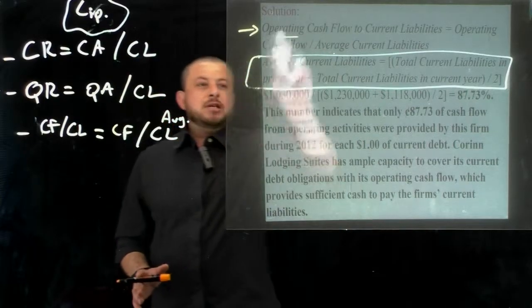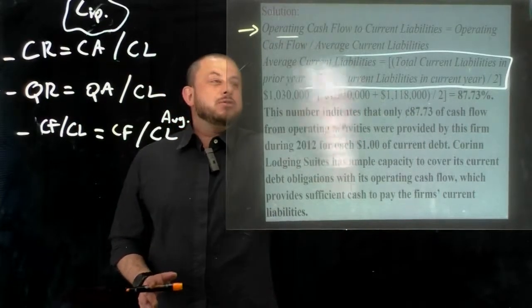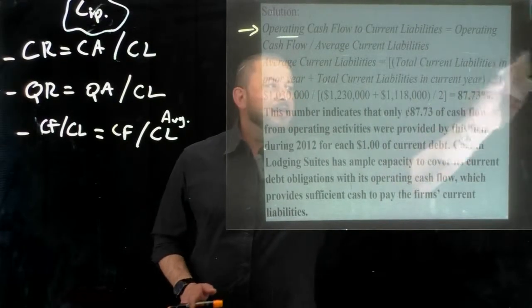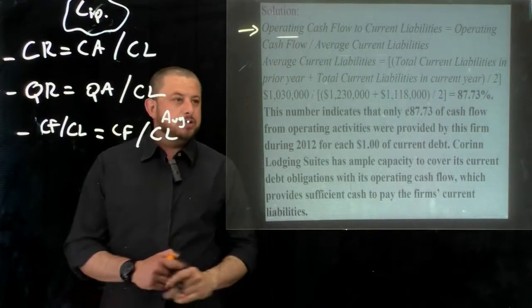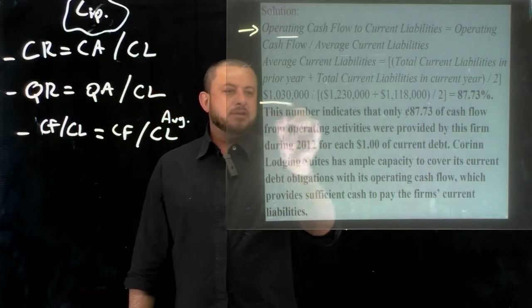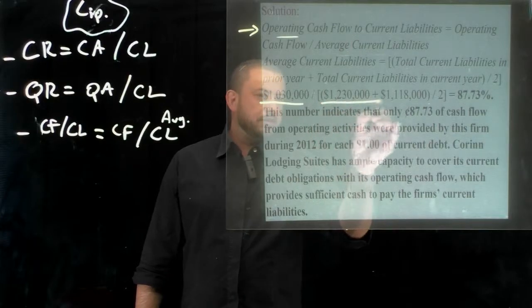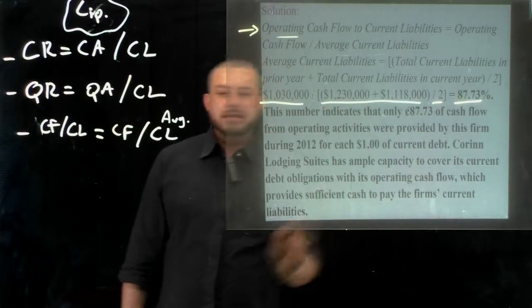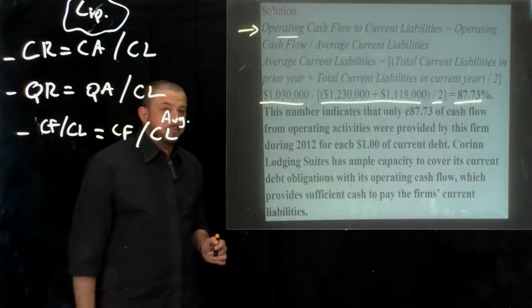So every single component of the equation is given to us. All we have to do, guys, is plug in the numbers and then run the simple math equation. $1,030,000 over the average of the current liabilities for 2011-2012, over 2, is going to give us 87.73%.